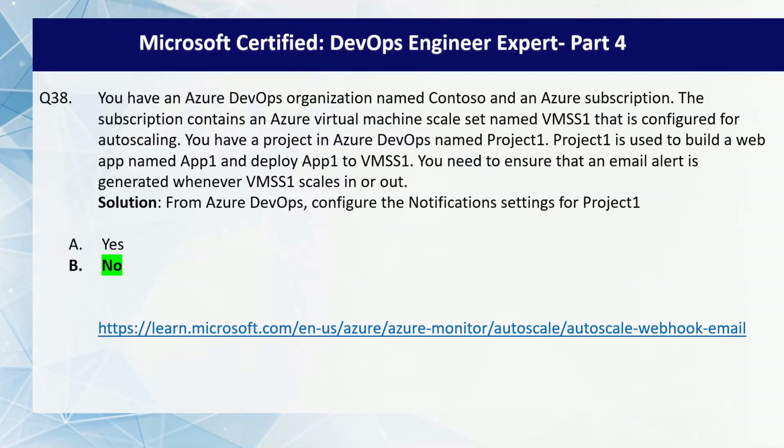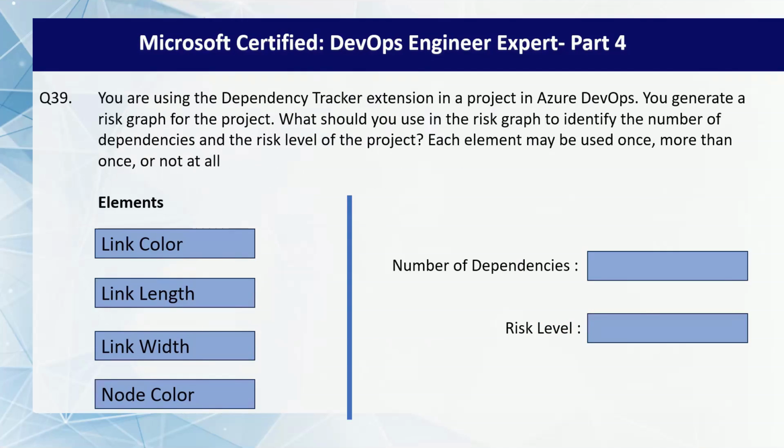Question number 39. You are using the dependency tracker extension in the project in Azure DevOps. You generate a risk graph for the project. What should you use in the risk graph to identify the number of dependencies and the risk level of the project? Each element may be used once, more than once, or not at all. Now, there are four elements in the question, which are link color, link length, link width, node color.